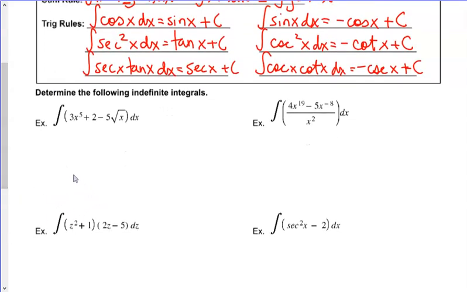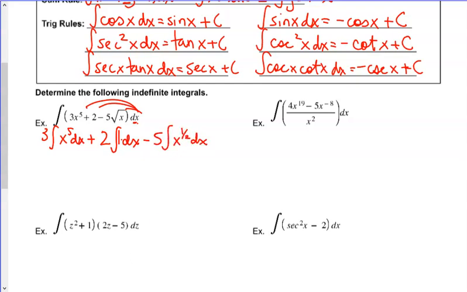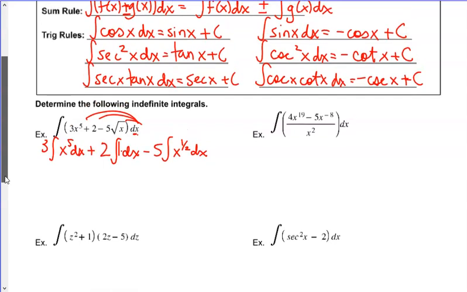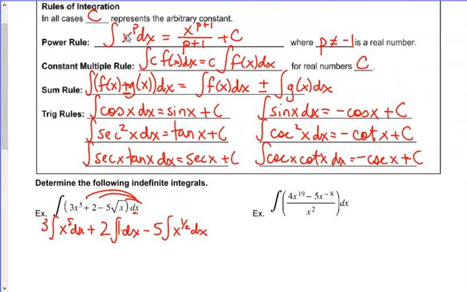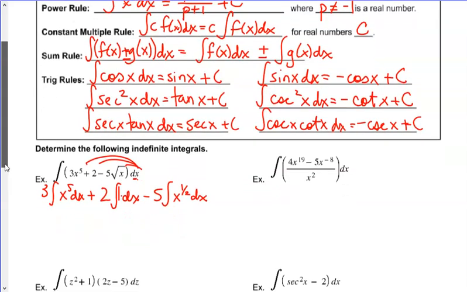Not all the time will you use this. Once you get used to integrating, you're just going to do a lot of stuff in your head. But at first, we're going to take the 3 out, and I want to integrate x to the 5th dx. Here's my dx. I can distribute to each one of those values. Then I'm going to add to that 2 times the integral of dx, which actually leaves me with a 1 there, minus 5 times the integral of x to the 1/2 dx, and that's how I'm going to write that so I can use my power rule. So here comes the power rule. What did the power rule tell me to do? From x to the p, I'm going to add 1 to that exponent and then divide by the new power.